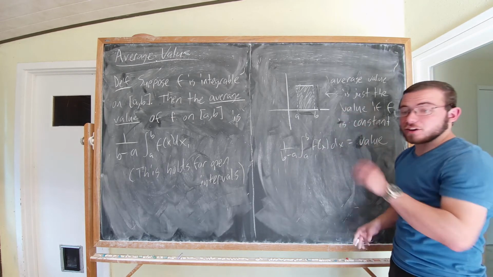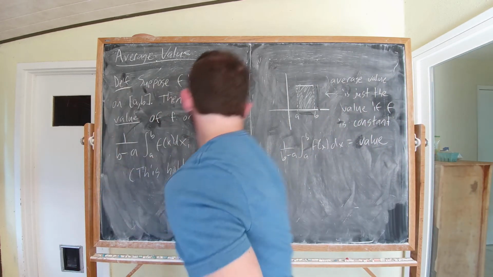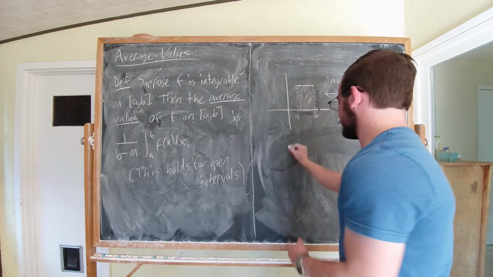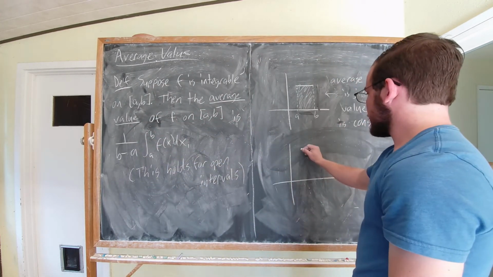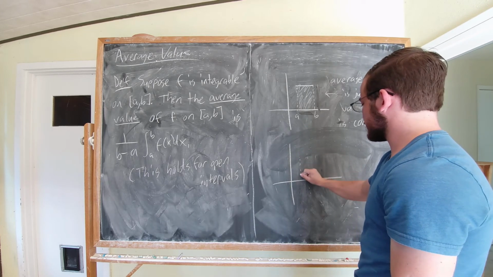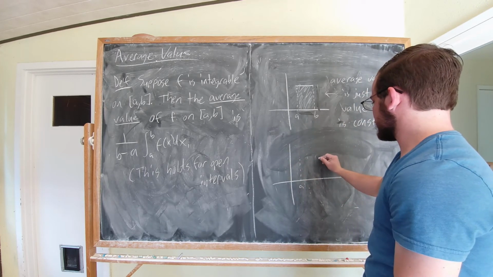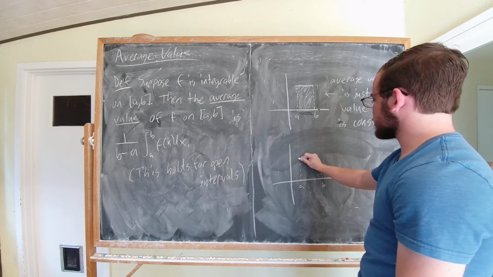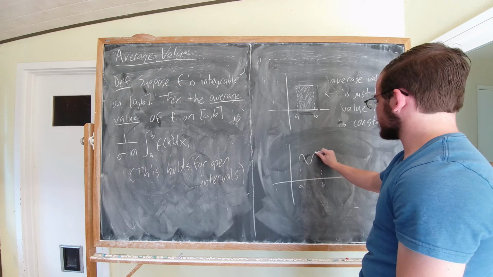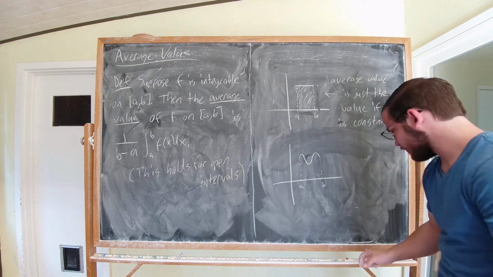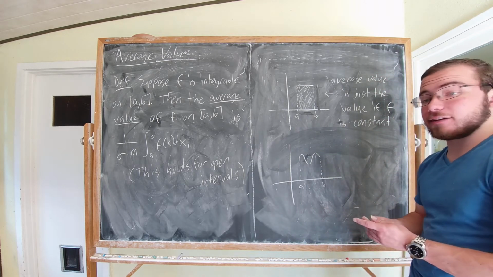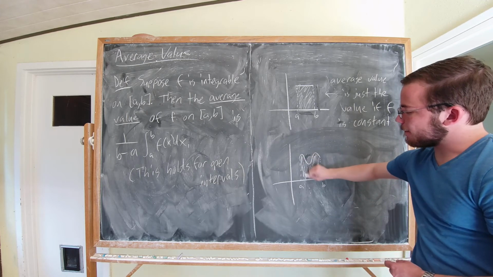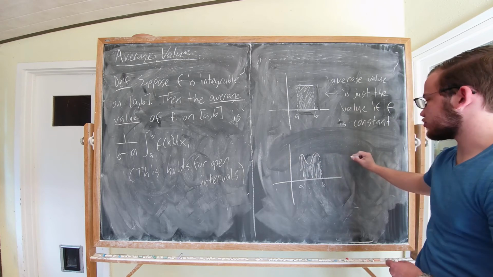But functions aren't all constant. What if they're squiggly? So let's say between the same a and b, you have a function that squiggles like that. What I'm hoping to convince you of is that this area is what's measured by the integral. It's this area under the function.